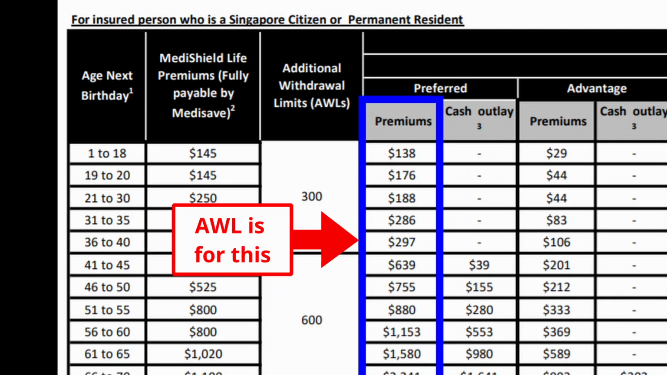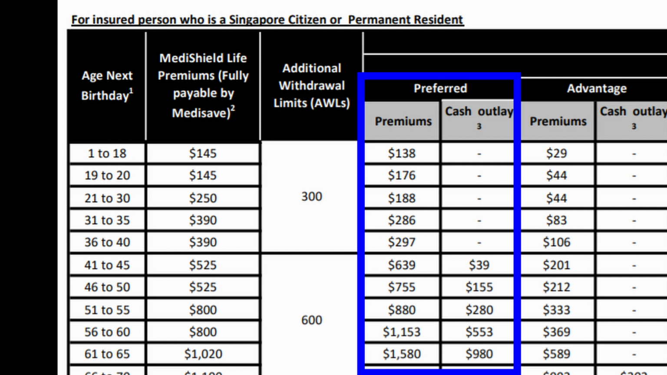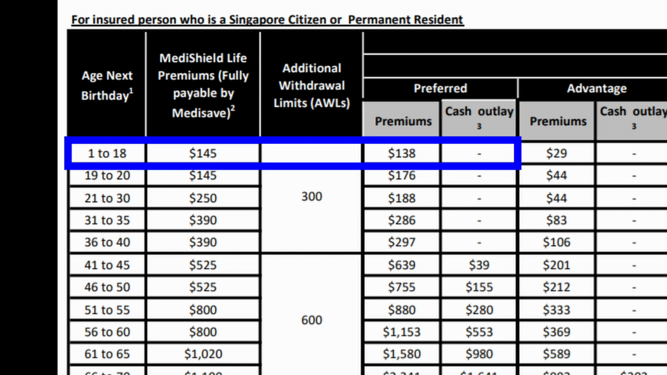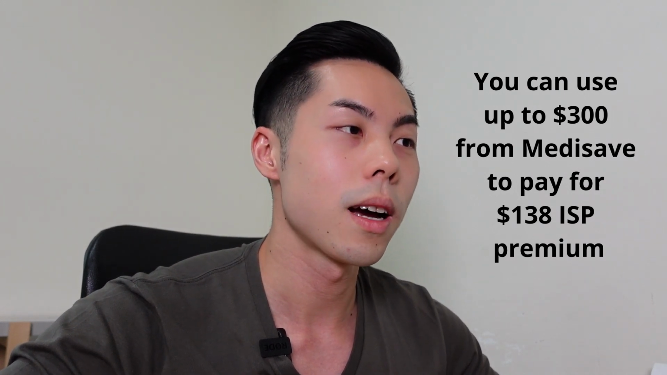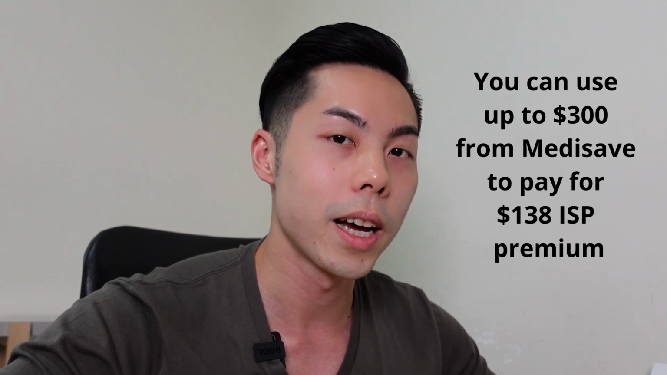And do note that this additional withdrawal limit is to pay for the Integrated Shield Plan premium, not for your Medishield Life premium. Where you can see the Integrated Shield Plan premium is from the fourth column onwards. For this example, I'm going to be using the preferred plan. As you can see, the premium for the preferred plan under NTUC Income's Enhanced Income Shield for 1 year old to 18 years old is $138 per year, which means you can use up to $300 to pay for this $138 of ISP premium.